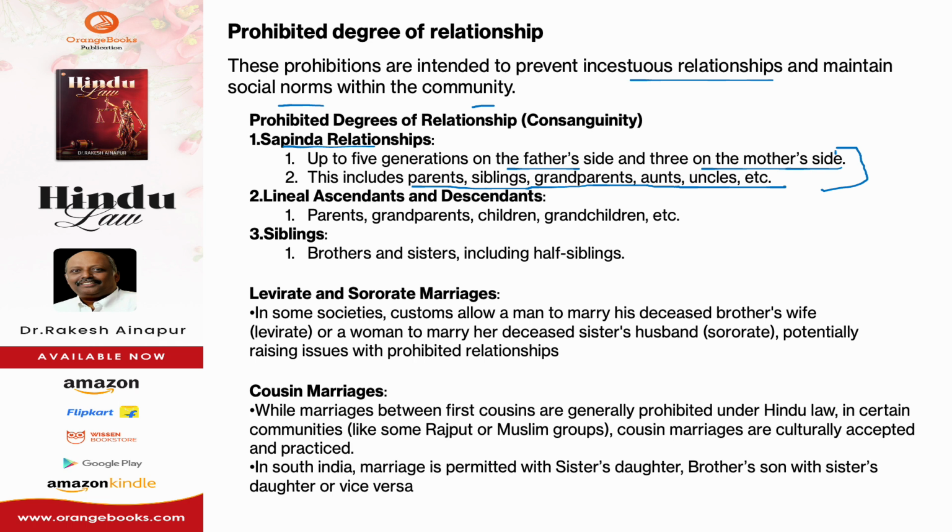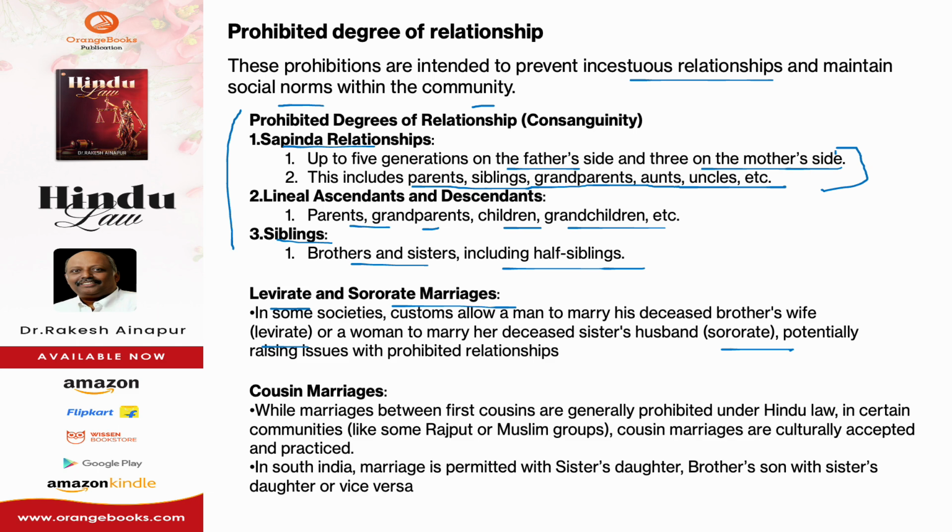Lineal ascendants and descendants: parents, grandparents, children, grandchildren, same as above. Then siblings like brothers and sisters, including half siblings, all of them do not marry. There are some marriages which are called levirate and sororate marriages. In some societies, there is a custom that allows a man to marry his deceased brother's wife. That is called levirate. Or a woman can marry her deceased sister's husband. That is called sororate.